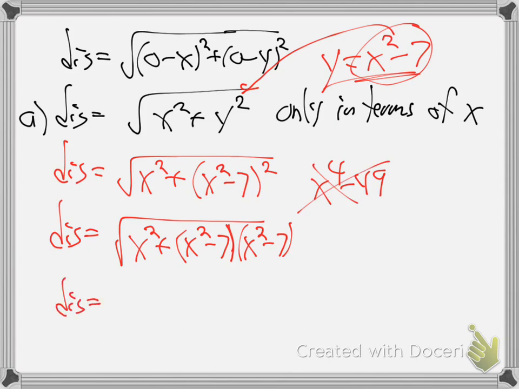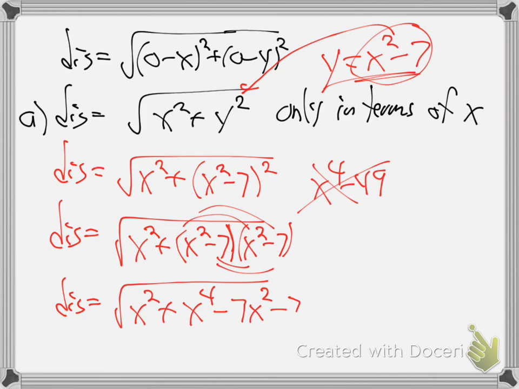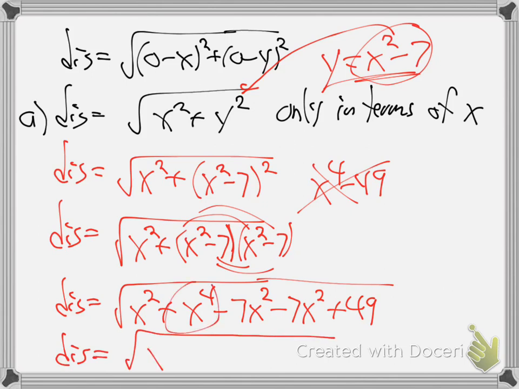So come on down here. x squared, and then FOIL that. x to the fourth, minus 7x squared, minus 7x squared, plus 49. And what do we got now? This is x to the fourth. And this is 1x squared minus 7 minus 7. So minus 14, minus 13x squared. Okay with all that? So 1 minus 7 minus 7. 1 minus 14 is minus 13. So there we go. Hopefully that's what I got on the other page.